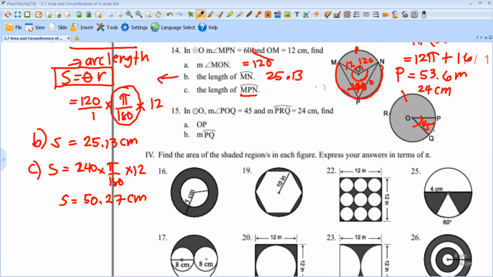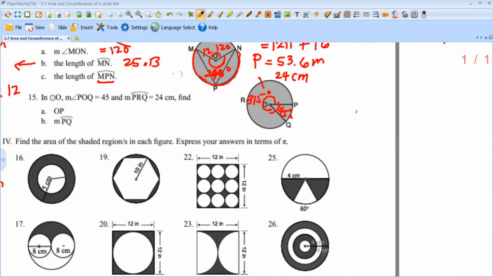Find OP and PQ. All right, so this is reversed. The angle here is 360 minus 45. So 360 minus 45 is 315 degrees. So what we will do here, we have S is equal to theta multiplied by the radius. We don't have the value of the radius yet, right? So we are looking for the OP, that is radius.